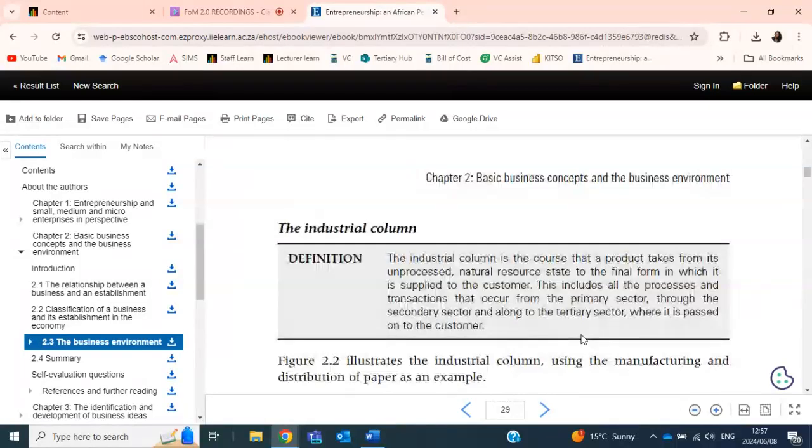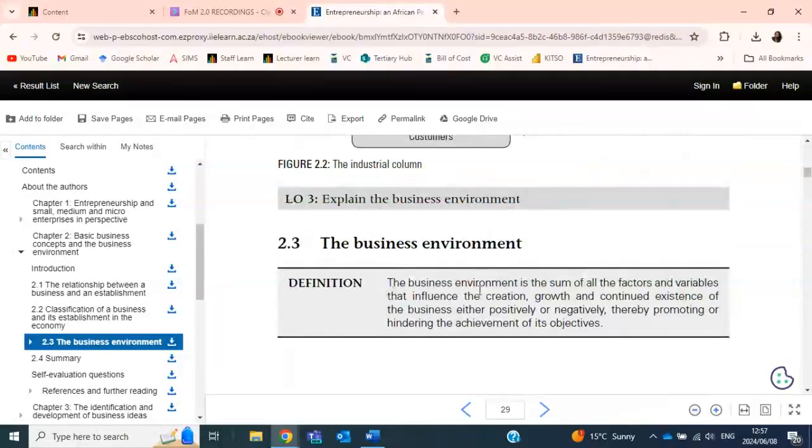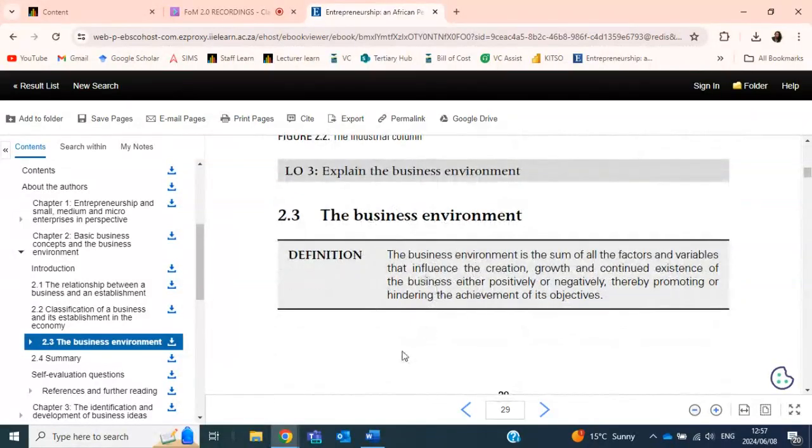Just waiting for it to load. Okay, so business environment, scroll down to get the definition. So here we've got the business environment.